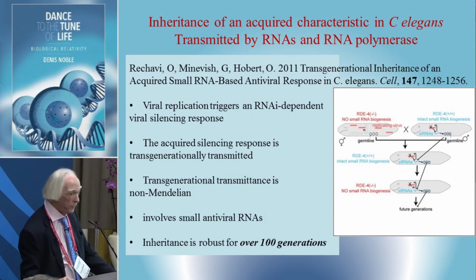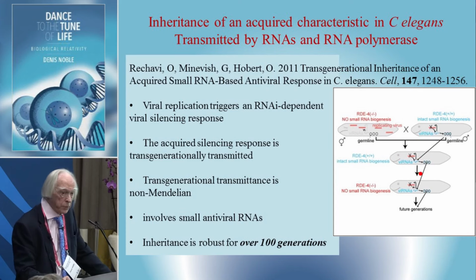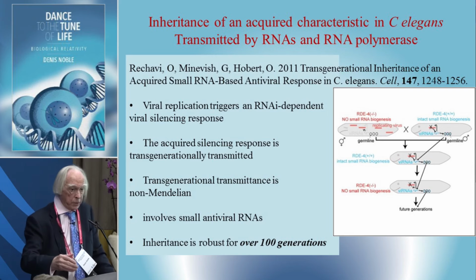And then as you go down through the generations, of course, you will eventually end up with some worms that have the DNA and some that do not. But they will all be offspring from worms that had the acquired characteristic. They all inherit the viral silencing response. And Harvey and his colleagues show exactly how that is done. RNAs are going down through the germline, and the response is therefore transmitted across the generations, and it is amplified by RNA polymerase.